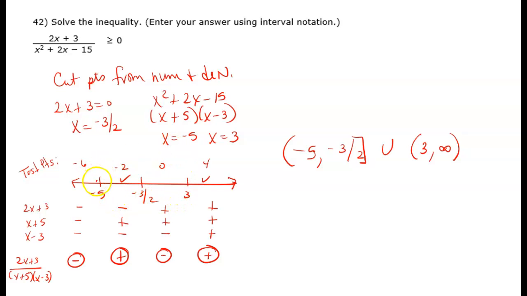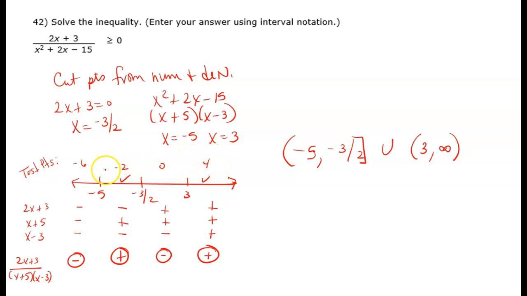So basically, this is dividing it into four intervals. One interval is from -infinity to -5. One is from -5 to -3/2. The next one is from -3/2 to 3. And then the final one is from 3 to infinity. So I want to choose test points from each of these four regions. I chose -6, -2, 0, and 4.